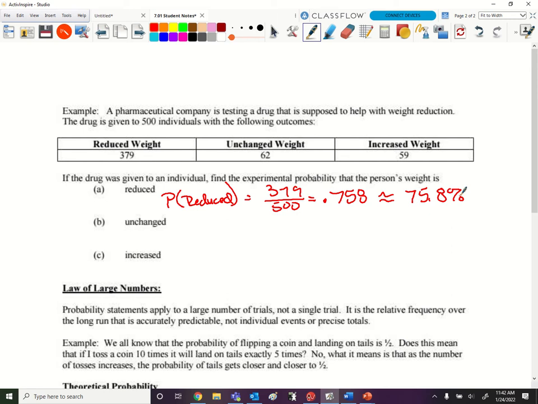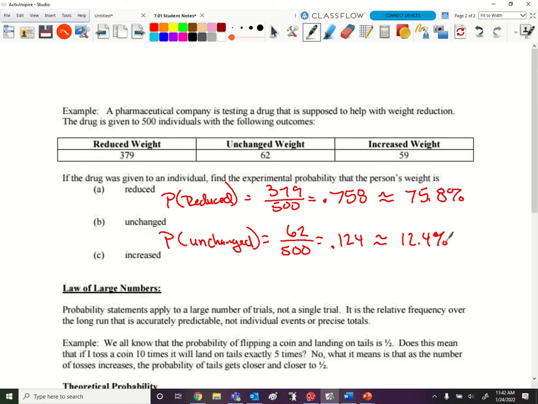So the unchanged, which is my 62, so P of unchanged, is going to give me my 62 out of 500, which is 0.124, and that's going to give me about 12.4%.